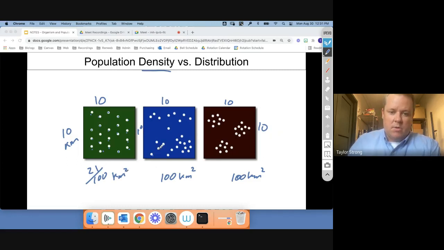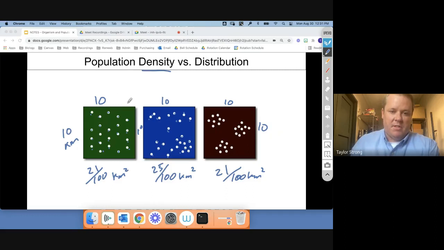And here we have 1, 2, 3, up to 25. 25 per 100 kilometers squared. And I believe this one is, again, 21.